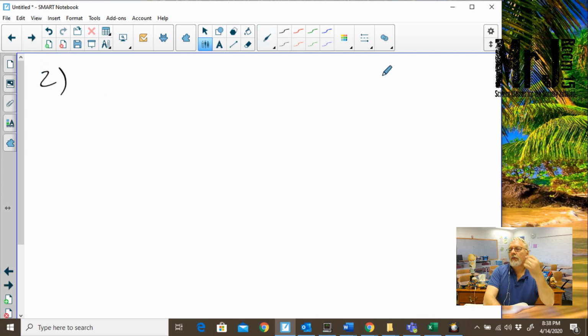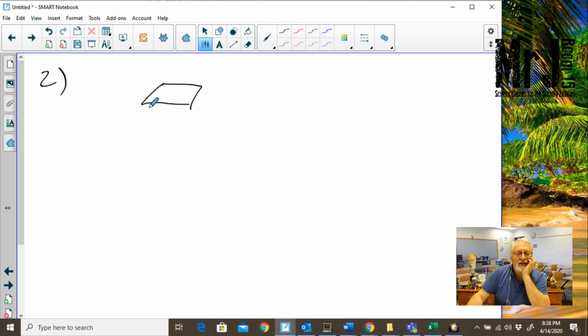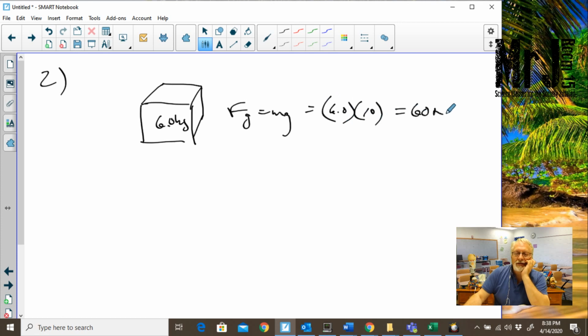Question number 2: what would balance the weight of an object with a mass of 6.0 kilograms? Oh, this is a good one actually to do. So what we have is this mass. I just got to get my pen again. We've got a mass, and it has 6 kilograms. So the force of gravity that's acting on this, which is mg, is going to equal 6.0 times our 10. That's equal to 60 newtons.